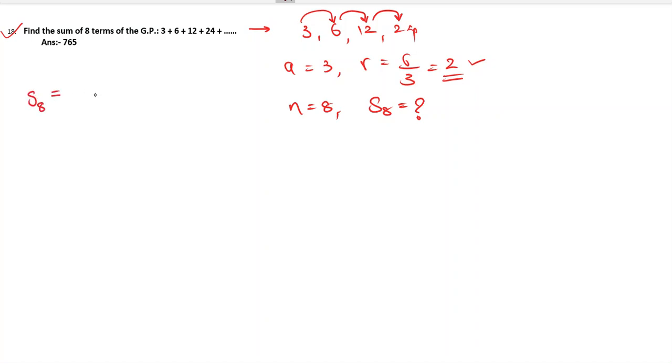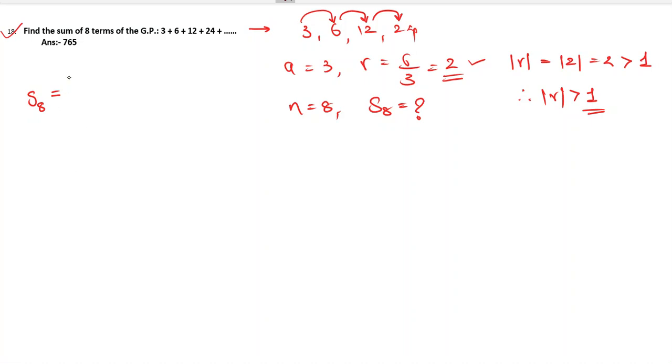Sum of 8 terms is equal to... can you tell me what is mod of r here? Mod of r is mod of 2, which is 2, which is greater than 1. Therefore, mod of r is greater than 1. Which formula to use when mod of r is greater than 1? A bracket r raised to n minus 1. That is the third case, I think.